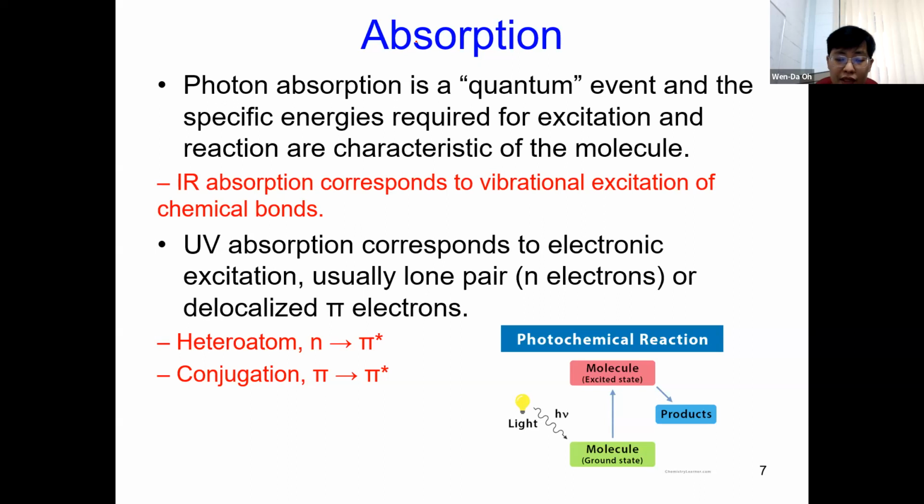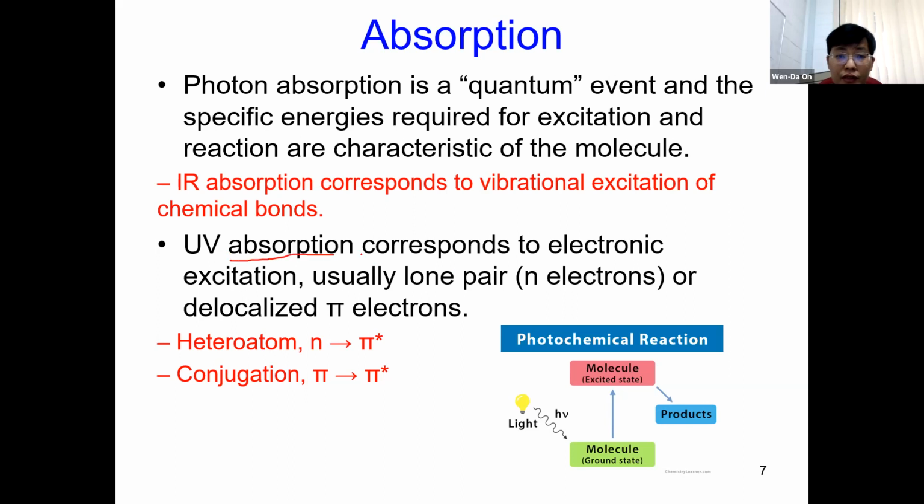We are looking into how we can use the light to induce certain excitation of the electron in the molecules, and then this molecule can participate in chemical reaction. IR absorption, of course, corresponds to vibrational excitation. When we look into infrared absorption, it can cause vibration only because the energy is only enough to cause vibrational excitation. UV absorption, on the other hand, can cause electronic excitation. The electron itself can move from a lower energy level to a higher energy level.